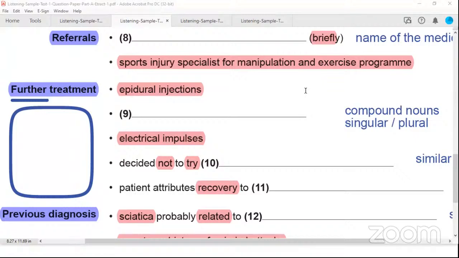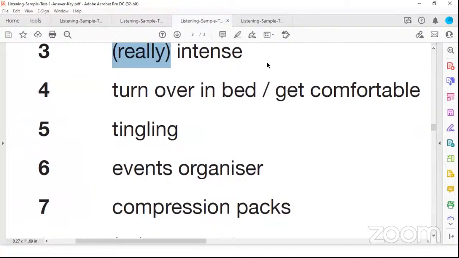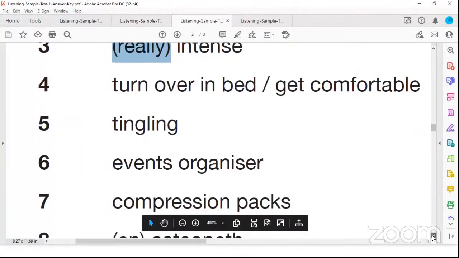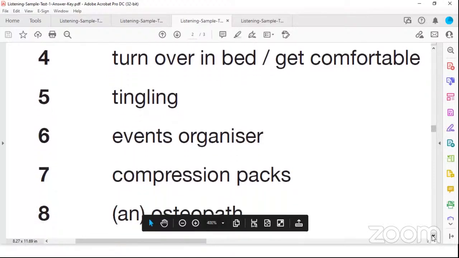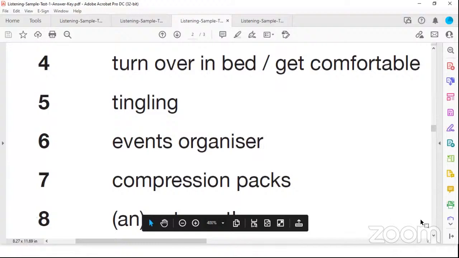Submit your answers, please. Okay, now let us see the answer. Yes. Now this is the answer.